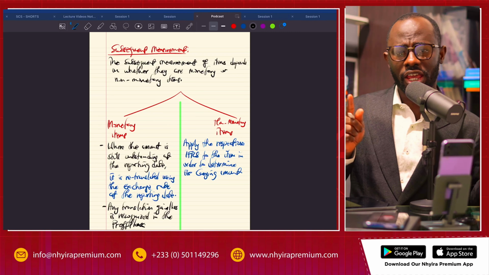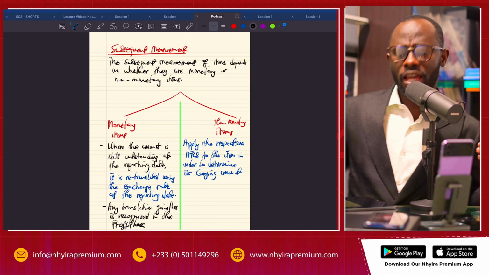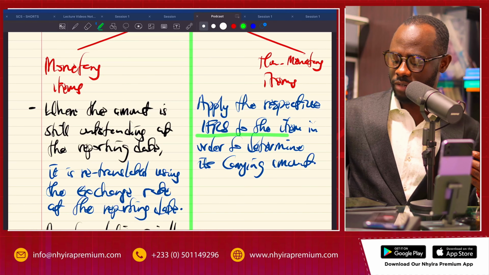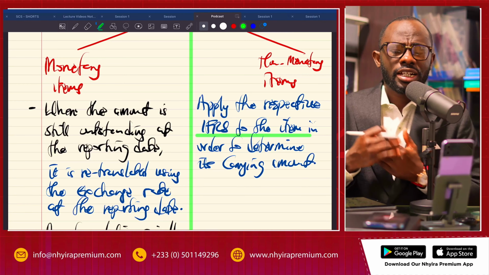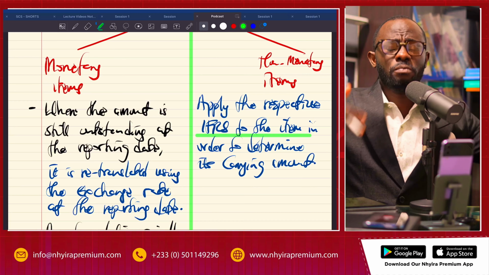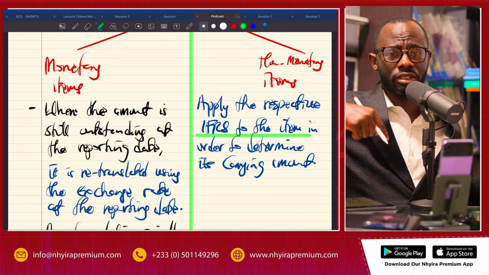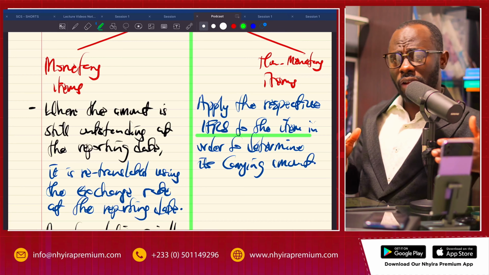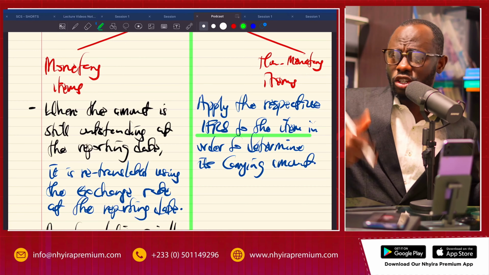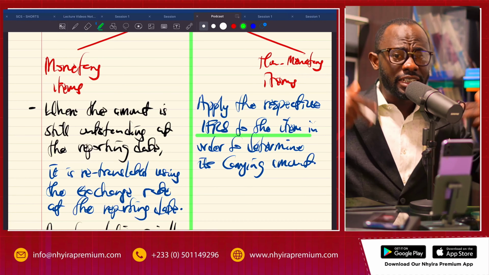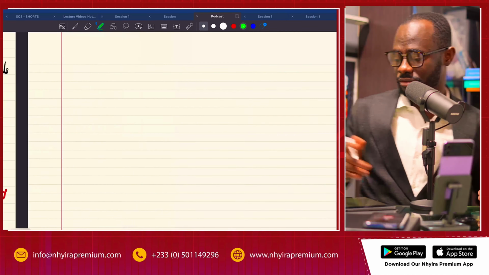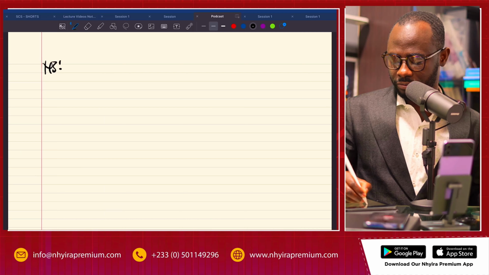But there is a catch here. There are times where non-monetary items, although we are supposed to apply the respective IFRSs, their measurement will be based on the foreign currency. So although we are supposed to apply their respective accounting standards, if their subsequent measurement still is denominated in the foreign currency, then we will treat it as we will for monetary items. That's very important.